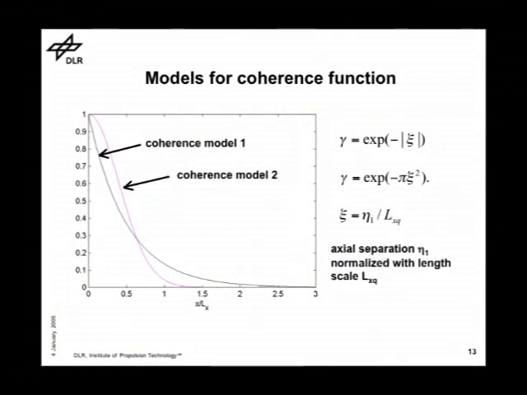So now, what coherence model should we use? Normally, if you make numerical computations, CFD computations, and you have a length scale, you assume that the coherence follows e to the minus c squared. So this is a normal assumption if you sit on a moving eddy. But we are not sitting on a moving eddy. We are located at one position and compare with the second position.